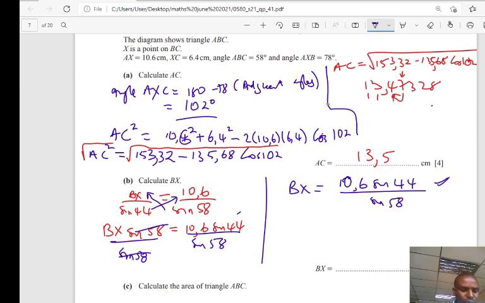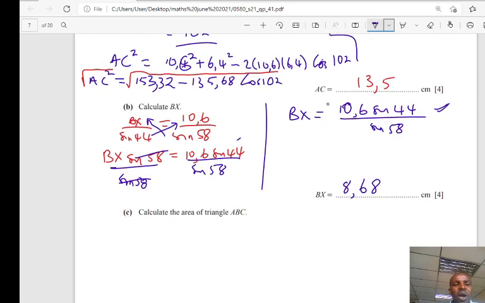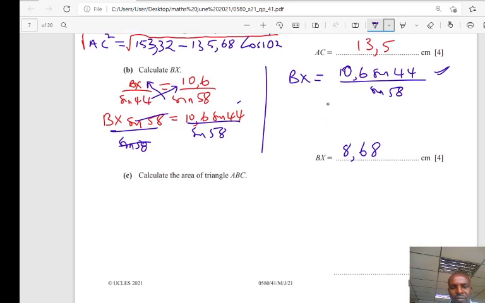You say 10.6 sine 44, then divided by sine 58. Make sure your calculator is in DEG mode. That's degrees. It's 8.68 to 3 significant figures. Then you can say you are done. Then part C, calculate the area of triangle ABC.